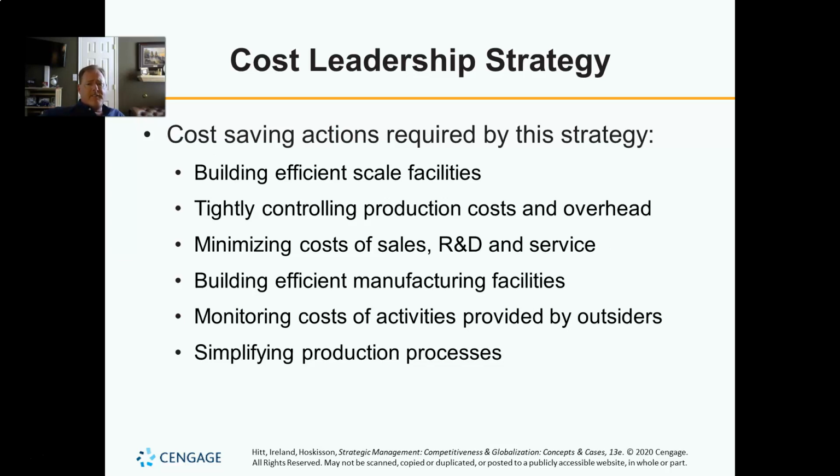Your factory needs to be efficient. In other words, we need to get the most bang for our buck out of our human resource and our capital resource as well. And then we need to monitor the cost of activities provided by outsiders. So this goes against what you might normally think, but I'm going to give you a direct application here for Globus. On corporate social responsibility, one of the options that you have is to put in a supplier monitoring program. That supplier monitoring program can help you to be the cost leader.